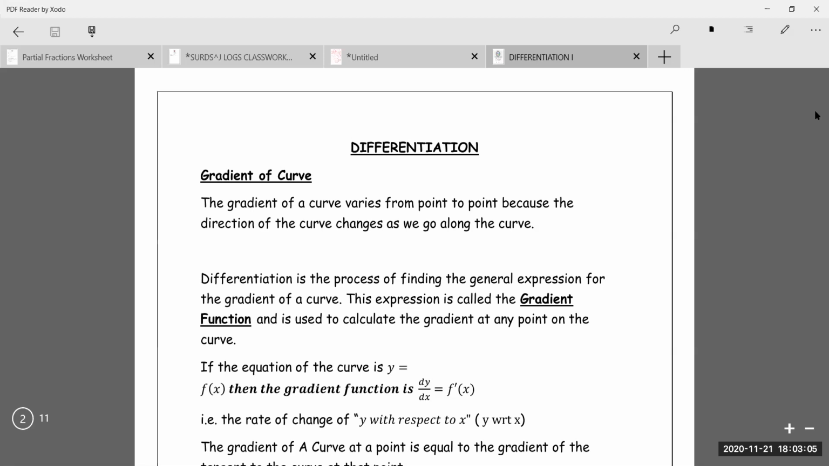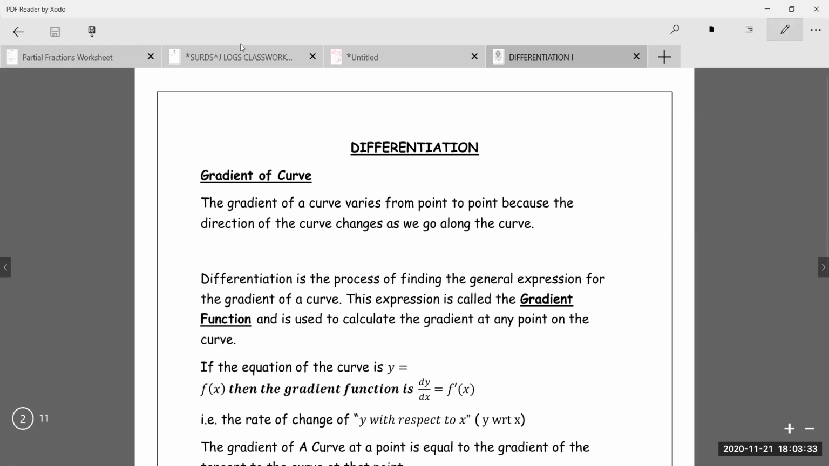Differentiation, it's a process. What kind of process? It is a process in order for us to find a gradient. We're able to find the gradient at a point on a curve at any particular time. All right, so the gradient of a curve varies from point to point. And the reason why the gradient changes from point to point is because a curve changes direction.